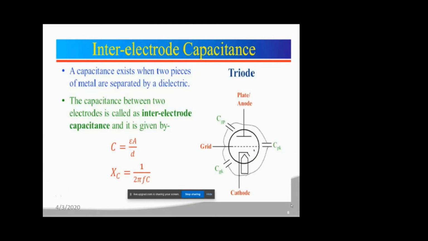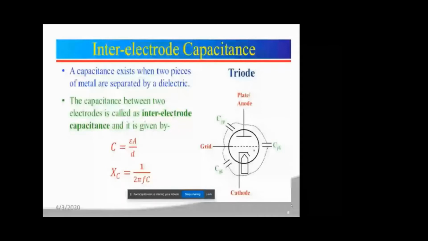For example, the capacitance is nothing but epsilon A by d, where A is the area and d is the distance of separation. We know that Xc is given by 1 by 2 pi f C. As C is created here and the frequency is higher, it will act basically as a short circuit. So this will simply affect the performance.